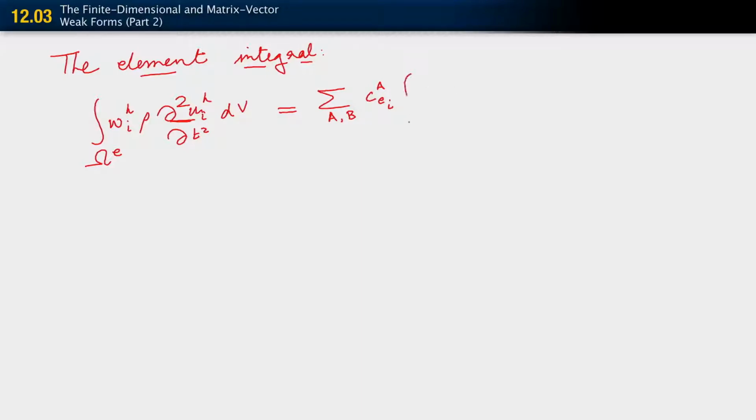This integral over omega E, N A, let's have the rho there, N A N B dV, and outside of this integral come the degrees of freedom that are used to construct the representation for the trial solution, right? So that will turn out to be d B element E degree of freedom I. And what is implied here is a sum over our spatial dimensions I.